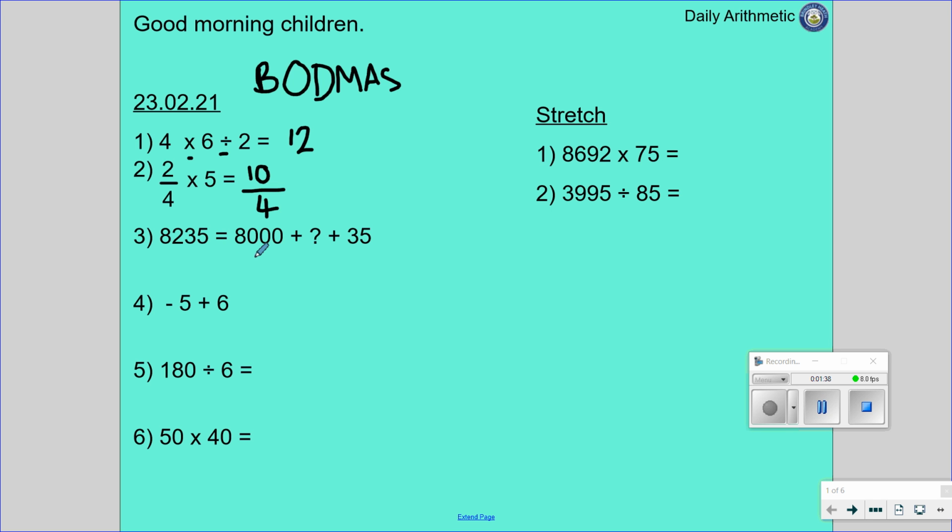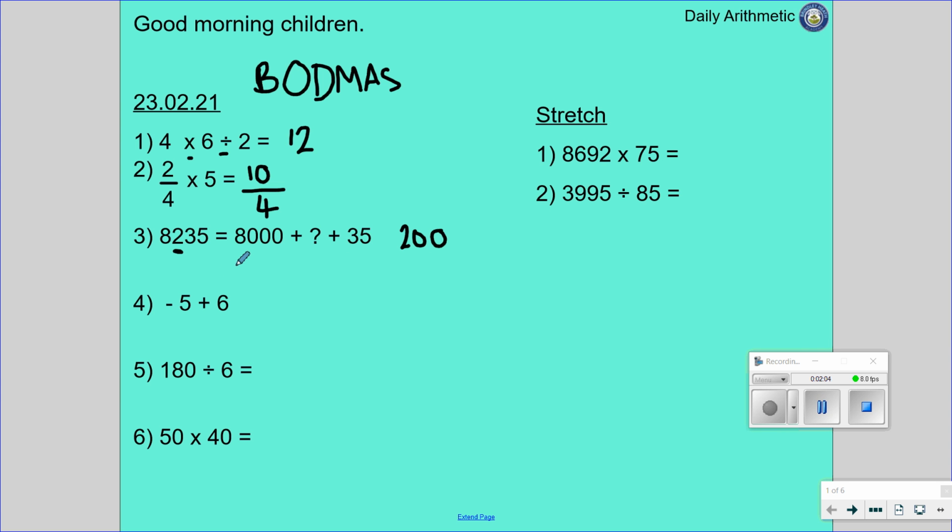Question 3, they love a question like this in an arithmetic paper in SATs. We've got 8,235 equals 8,000, add something, add 35. And basically it's a place value question. It's looking at, can you spot that the missing number here is that 2 in the hundreds column, so the missing number is 200.